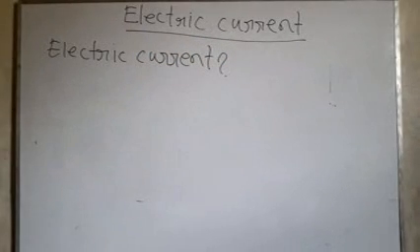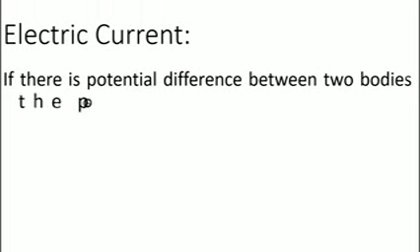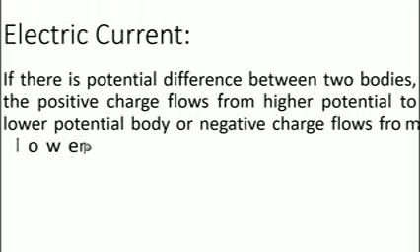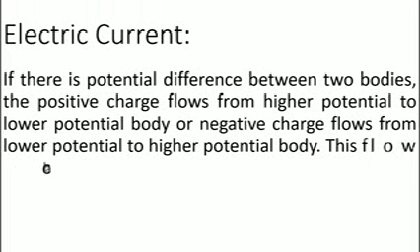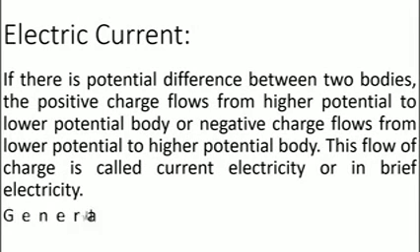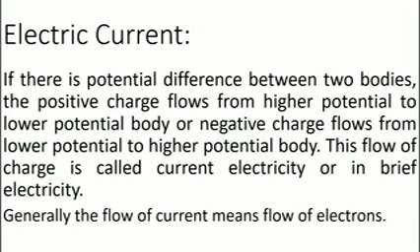Electric current. If there is potential difference between two bodies, the positive charge flows from higher potential to lower potential body, or negative charge flows from lower potential to higher potential body. This flow of charge is called current electricity, or in brief, electricity. Generally, the flow of current means flow of electrons.